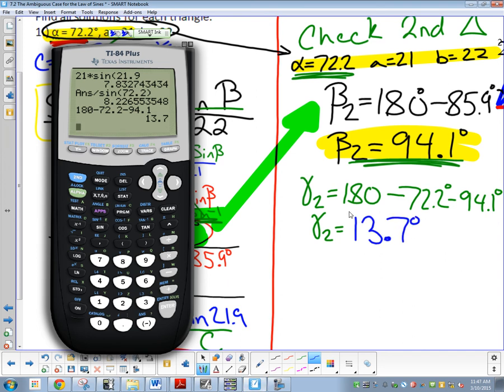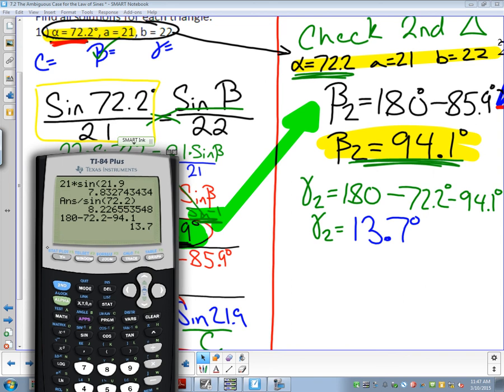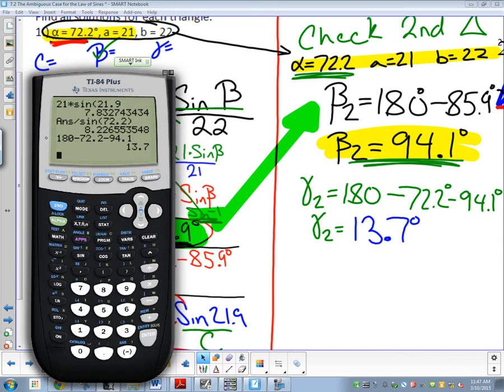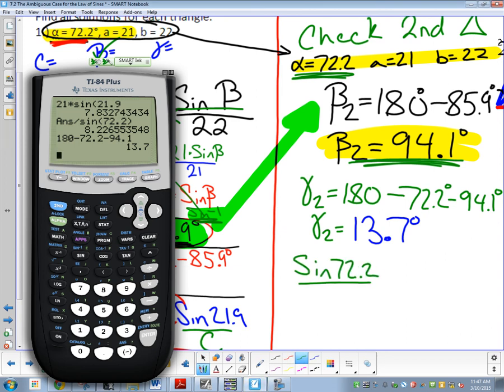What else do I need to find? I need to find C. It's a side. How am I going to find C in this problem? Law of sines again, using that same setup we did before. Those numbers are still true. That 72.2 and that 21, that's still true. So we can still do law of sines. Sine of 72.2 over 21 equals, what am I solving for again?